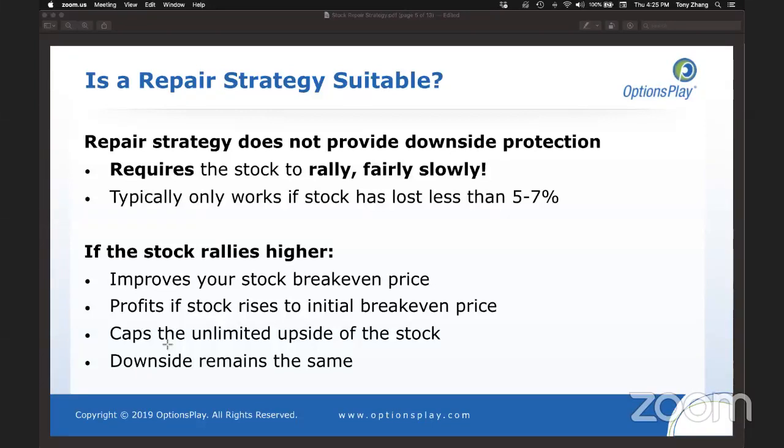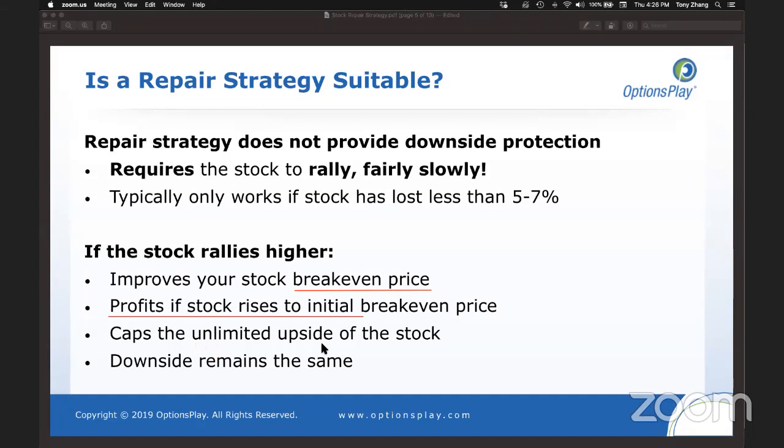So you have to ask yourself, even though the stock's down 10%, do I now believe it's going to rally back? And if it does rally back, what a repair strategy will do is it improves your stock break-even price. So again, it lowers the break-even price on your stock. It profits if the stock rises back to its initial break-even price. So if the stock goes all the way back to its break-even price, you don't just break even, you actually are able to realize a profit. So that is one of the upsides of a repair strategy, is that if you put it on and the stock goes back to 100, you actually make a profit, not just break even.